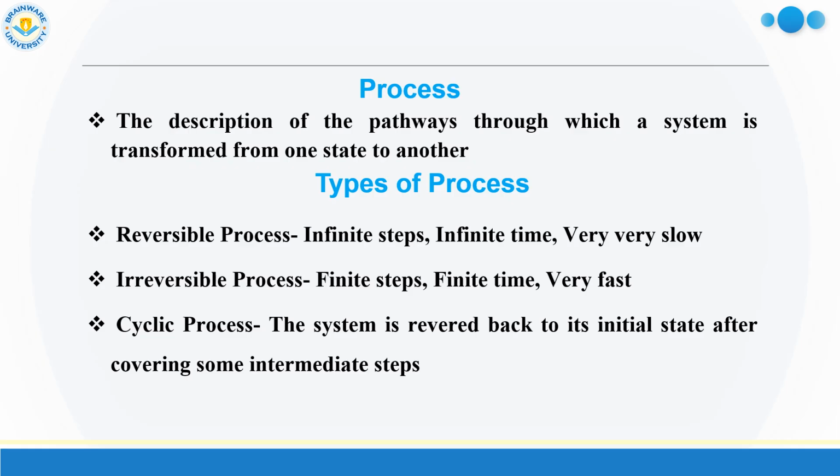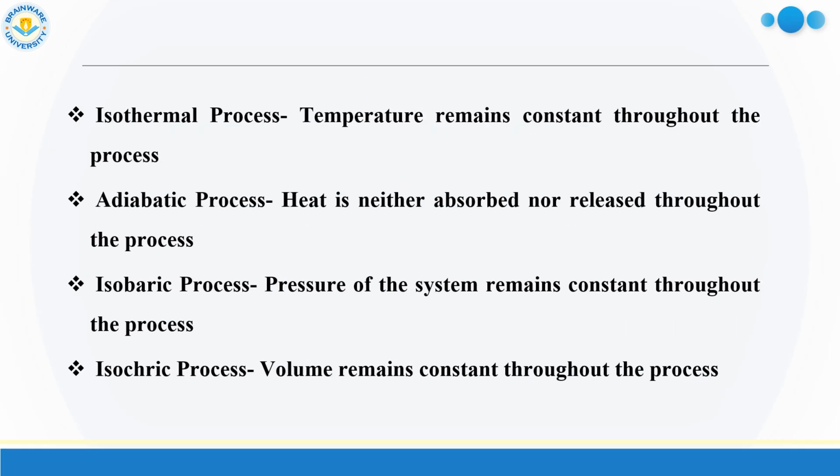Now what is a cyclic process? As the name suggests, the system reverts back to its initial state after covering some intermediate steps. There are also different kinds of processes that we will be discussing. Isothermal process: as the name suggests, in this process temperature remains constant throughout. Adiabatic process: in this process, heat is neither absorbed nor released. Isobaric process: the pressure of the system remains constant throughout this process. And the last one is isochoric process. Here the volume of the system remains constant throughout the process.